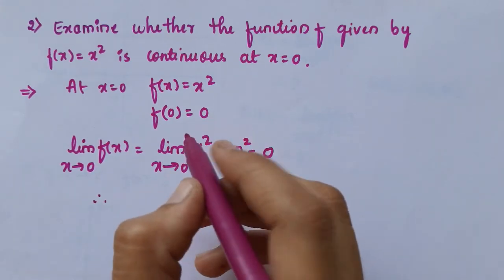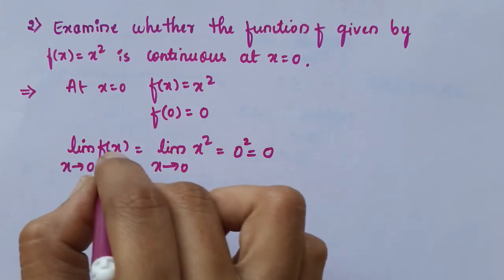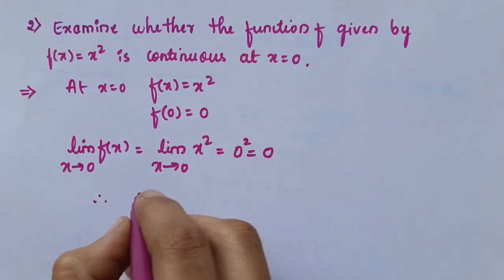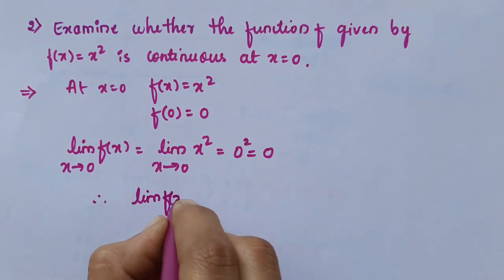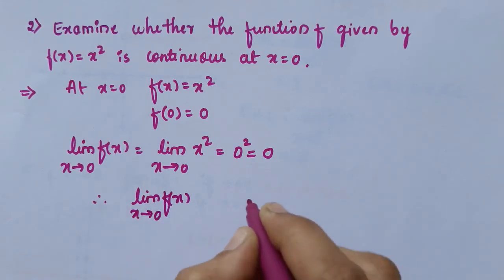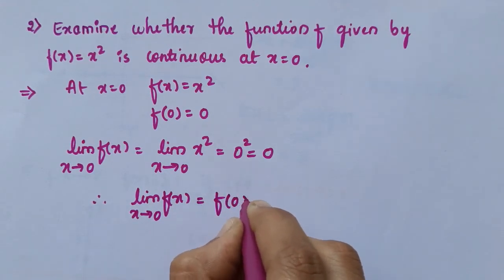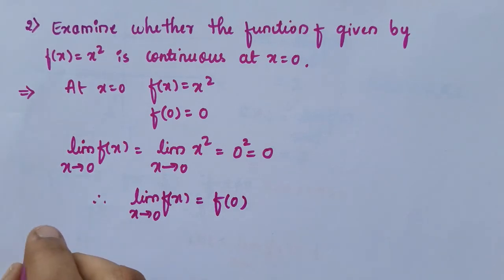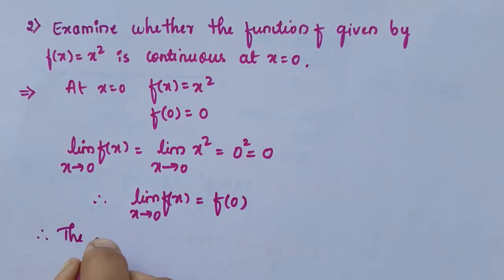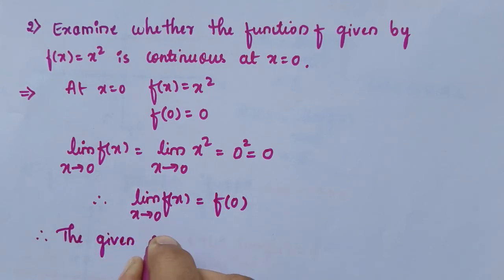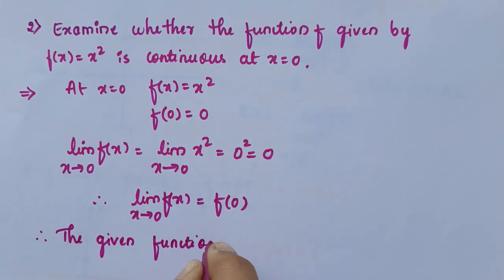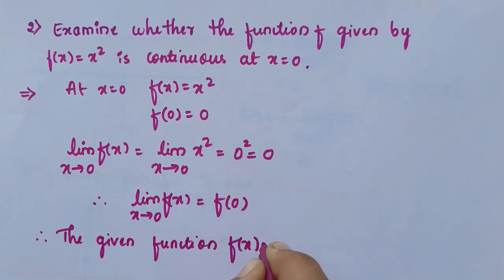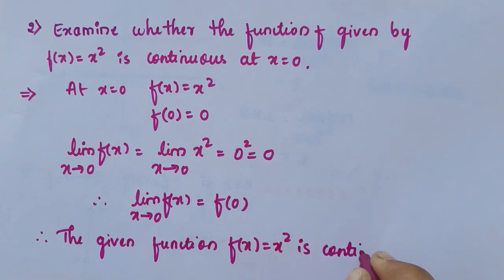Therefore, we can conclude that f of 0 is also 0 and limit of f of x as x tends to 0 is also 0. Therefore, limit of f of x as x tends to 0 is equal to f of 0. Therefore, the given function f of x is equal to x square is continuous at x is equal to 0.